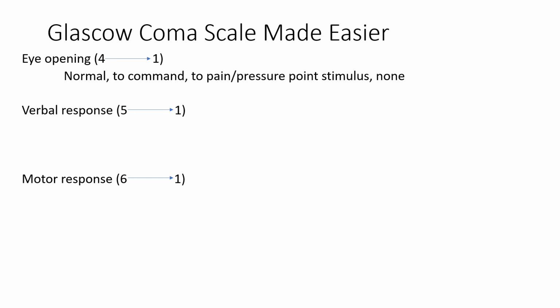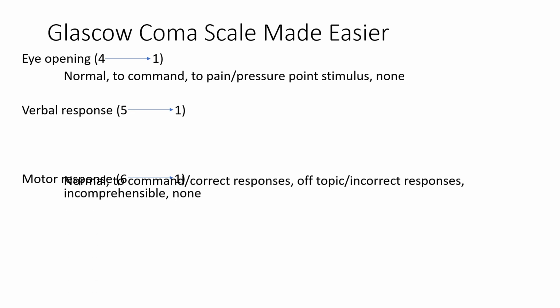And so a number 3 is when somebody opens their eyes to you commanding them. And then a number 2 is somebody opening their eyes to you, giving them a little pain or pressure. And that's the stimulus point, like we talk about. You could do a sternal rub, you could do the trapezius squeeze or the mandibular pressure to try to get them to open their eyes to you.